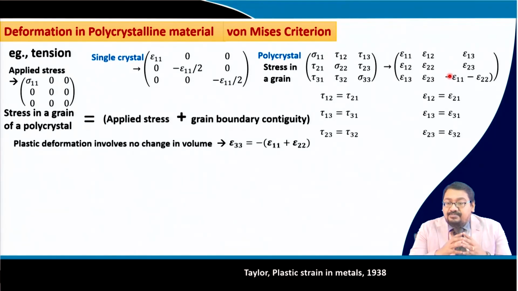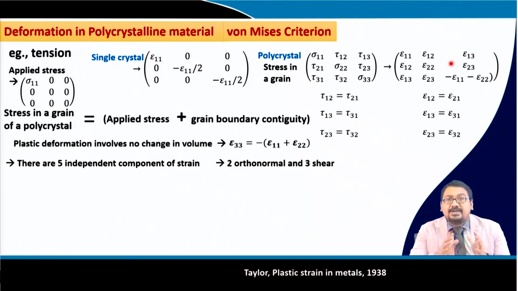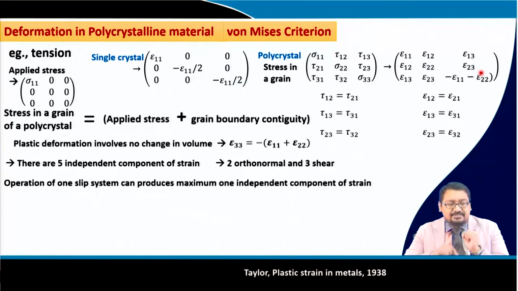So, total there are 5 independent components of strain variables present in this strain matrix or strain tensor. Out of which 2, epsilon 11 and epsilon 22, are independent normal strains, and 3, epsilon 12, epsilon 13, epsilon 23, are the shear strain variables in that strain tensor, which is equal to only 5, right.